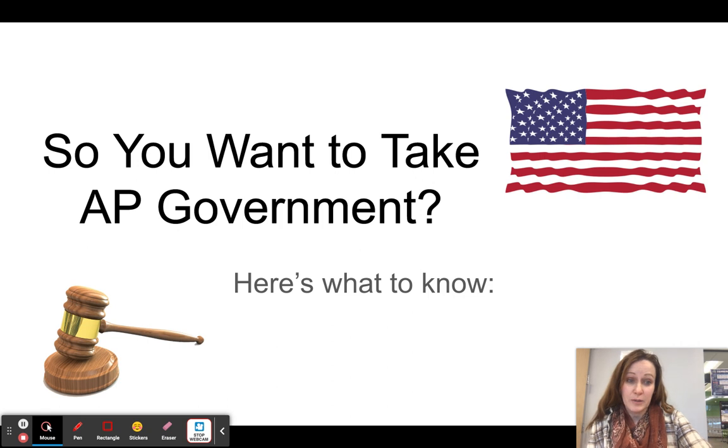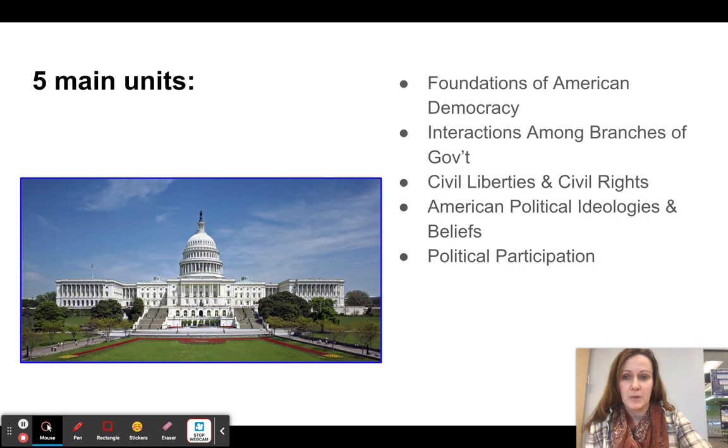This is AP Government and Politics, specific to United States government and politics. So here's what to know. First off, there are five broad units in AP Government and Politics. They're usually in this order, but sometimes they are changed if it's an election year and we want to cover elections during the elections, for example.